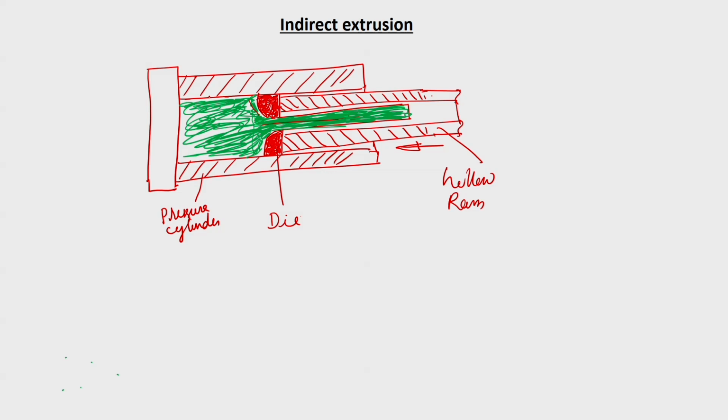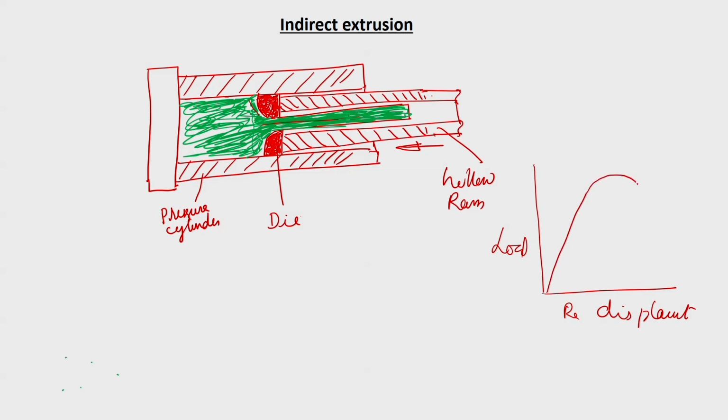So, compared to the previous case, this is the load and the displacement, the ram displacement. In the case of direct extrusion, it went like this. But in this case, you will find that only a very small difference is there, and then it is going like this. Okay. So, this is indirect extrusion.